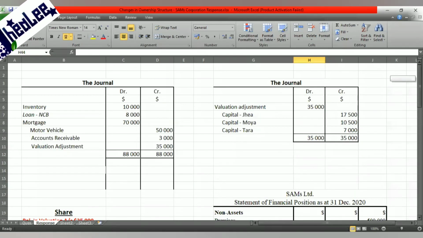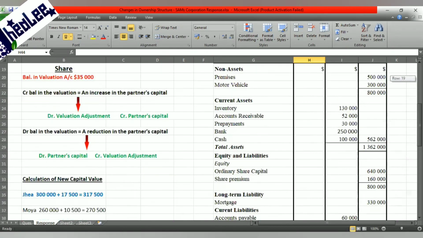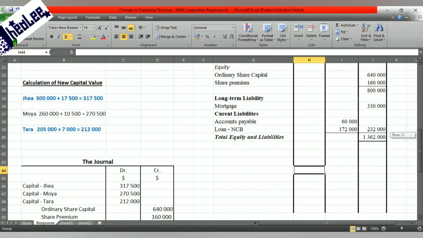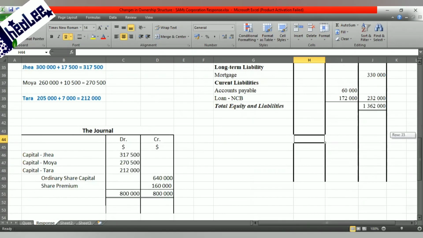The next stage is to calculate a new capital for the partners. So that's the older capital value coming from the balance sheet plus the gain. If there was a reduction, you would have subtracted. The reduction would have been a debit entry to your capital account for the partners. And after you calculate that, you then use that to purchase the shares in the corporation, which is the new business, the incorporated business.